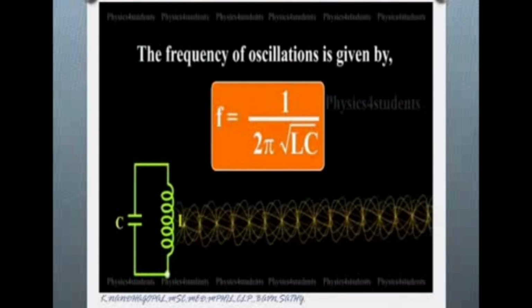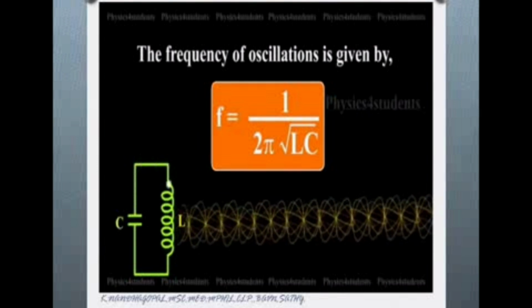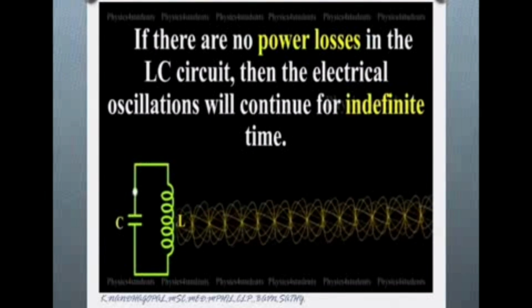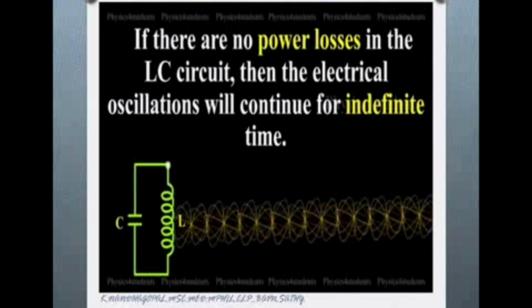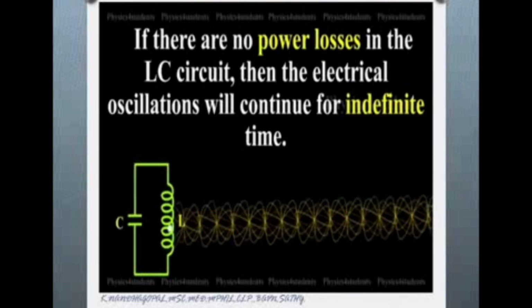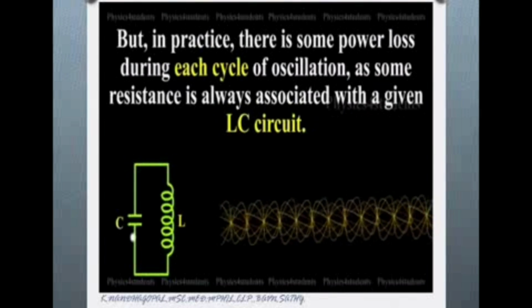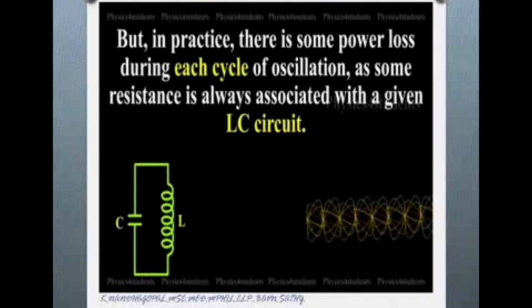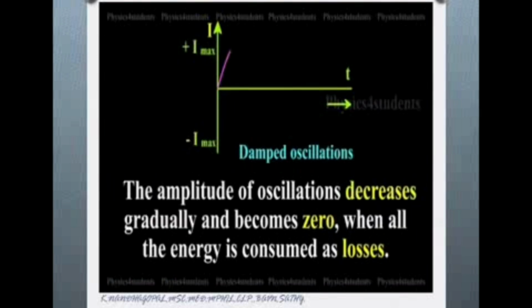Here the frequency produced by the oscillator is equal to 1 by 2π root of LC. The energy is stored in two types. If there is no power loss in the LC circuit, the electrical oscillation will continue for infinite time. But that is not possible, because there is some energy loss in each cycle of the oscillation. So it will produce a damped oscillation. Right? This is the nature of the LC circuit. The amplitude of the oscillation decreases gradually and finally becomes zero. So it is called damped oscillation.